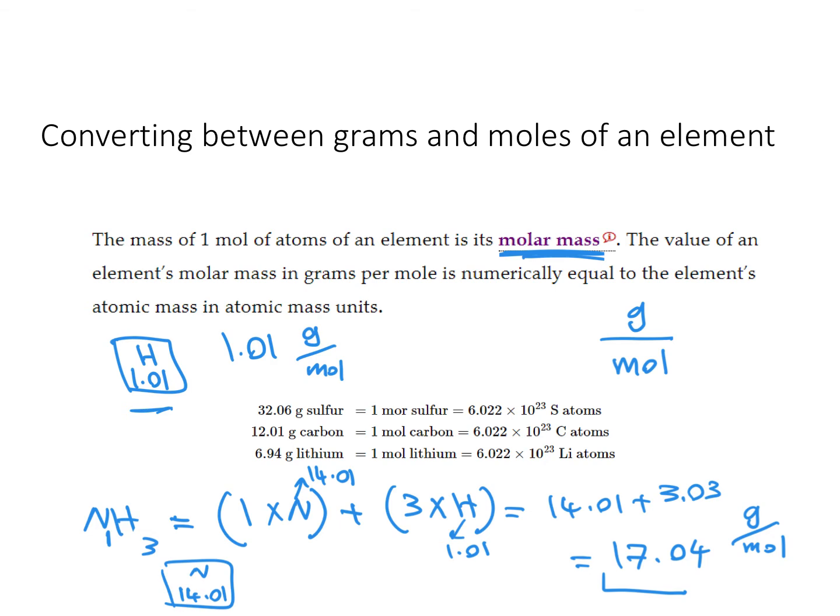So it means 1 mole of ammonia, 1 mole of NH3, has the mass of 17.04 grams. And if I tell you, is the following statement true or false? 1 mole of NH3 has mass of 17.04 atomic mass unit. True or false? False, right? When you're talking about molar mass, the unit is gram per mole. If you're talking about formula mass, the unit is atomic mass unit. But we don't mix them together. Any questions?